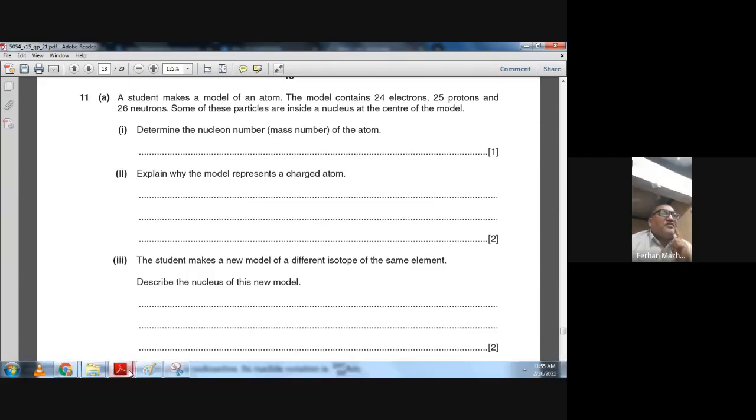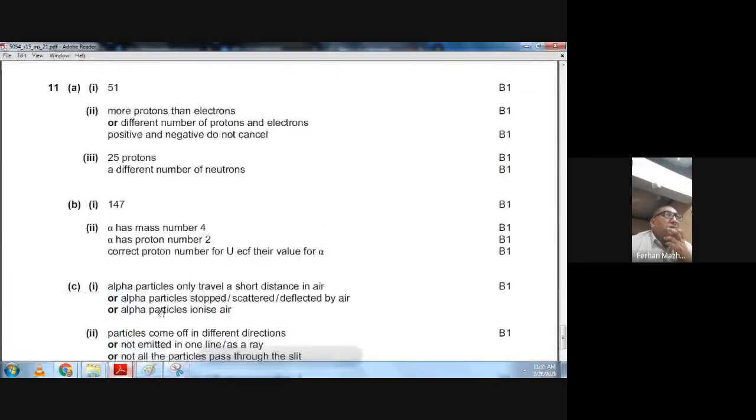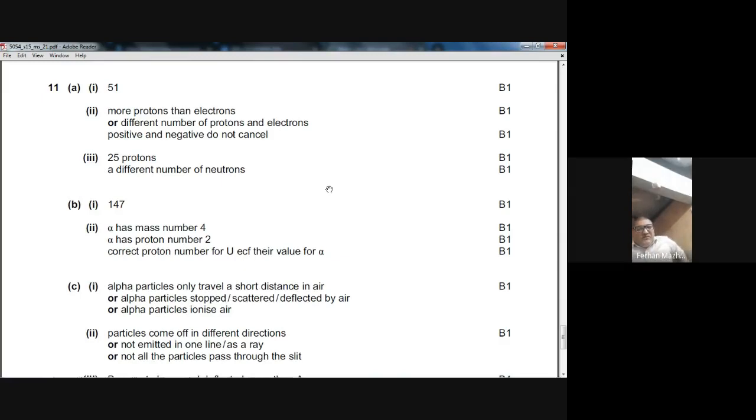It's a 2-mark question. So your argument should be more protons than electrons, or a different number of protons and electrons. Positive and negative do not cancel out completely because there is one more proton. You can't write just this answer. Marking scheme is also showing on your screen.